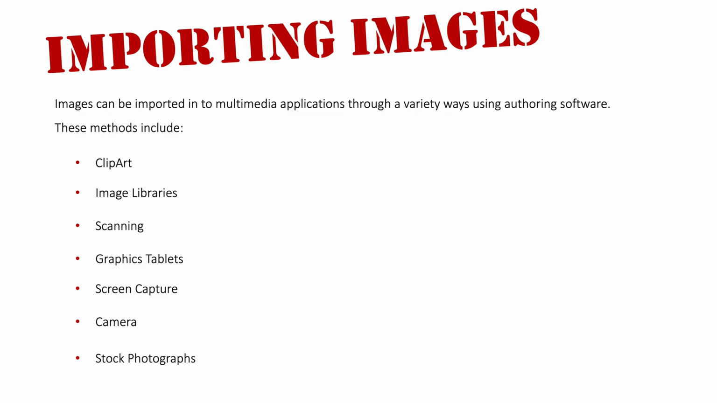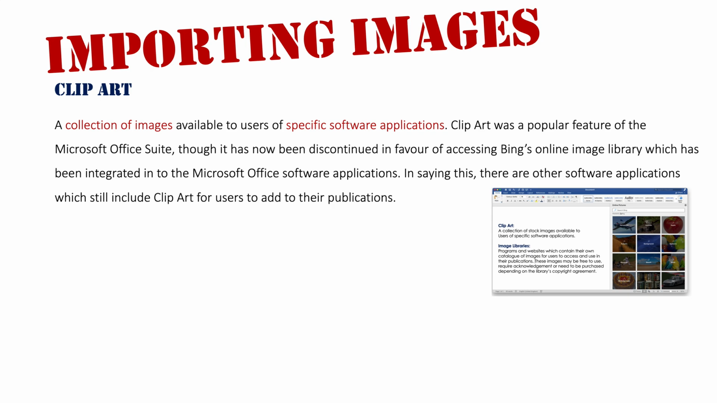So let's start looking at all these, beginning with clip art, which is a collection of images available through specific software applications. It was a popular feature of the Microsoft Office suite, though it's now been discontinued in favor of Bing's online image library, which has been integrated into Microsoft Office software applications. So what you would do traditionally is, if I wanted a picture of something in my actual document that I was creating, I could do a search through clip art, let's say for a printer, and then pictures of printers would pop up, and then I click and drag the picture into my document.